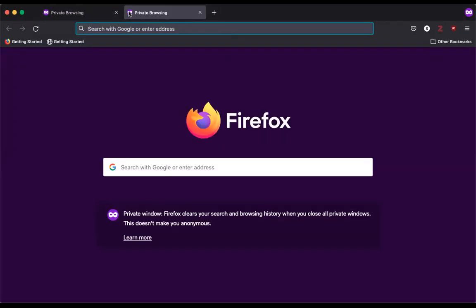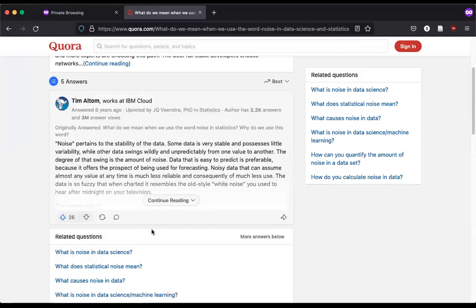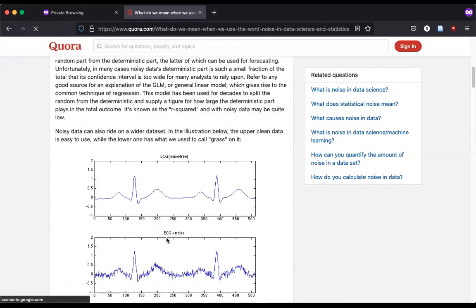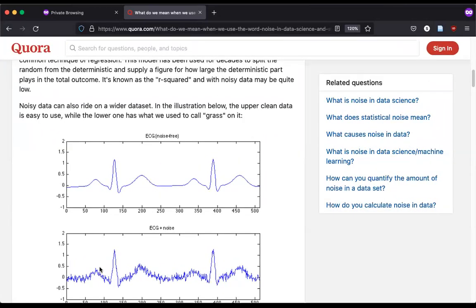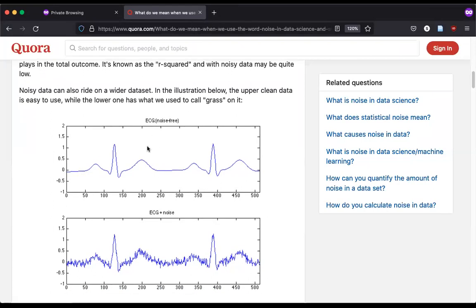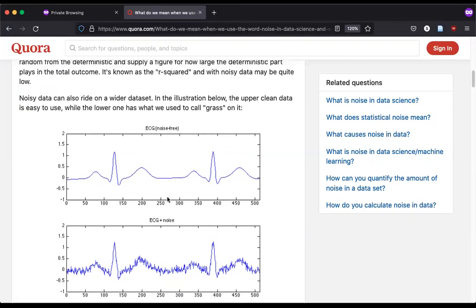So what do we mean when we say the data is noisy? I have some graphs here to show data that is not noisy, as an example. If you look at this one, this is an example of noisy data, and this one is not noisy. So noisy data basically has some kind of variability in it.